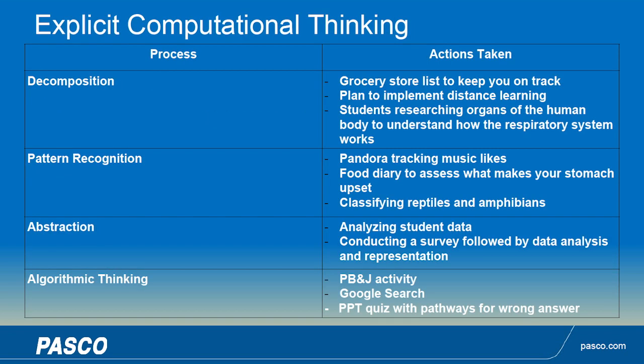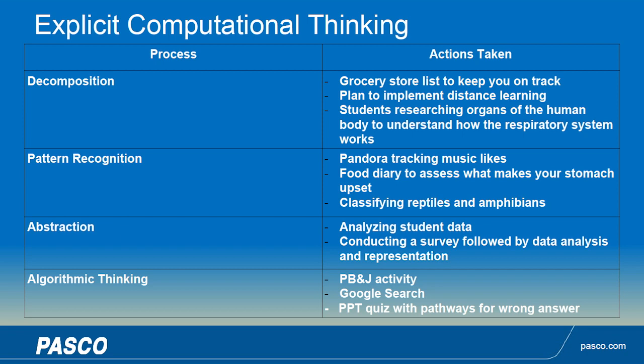When you think about it, students and teachers practice computational thinking daily, but it helps to make it explicit by giving some more detailed examples. For example, decomposition could be students researching organs of the human body to understand how the respiratory system works. An example of pattern recognition is keeping a food diary to assess what makes your stomach upset. Abstraction could be conducting a survey followed by data analysis and representation. An example of algorithmic thinking is a Google search or creating a PowerPoint quiz with different pathways for wrong or correct answers.